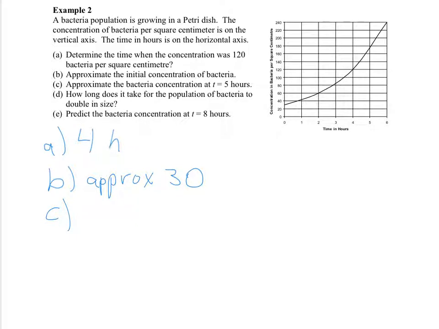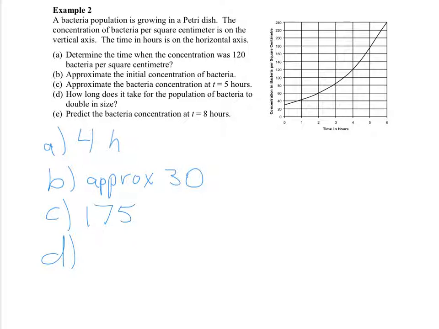Okay, approximate the bacteria concentration at t equals 5 hours. Okay, so if we go to our time in hours 5 and go up until we hit the line. Now this looks like it's a little bit lower than 180, but it seems like it's a little more than halfway. So probably a good guess would be to say at 5 hours, the bacteria concentration is 175.